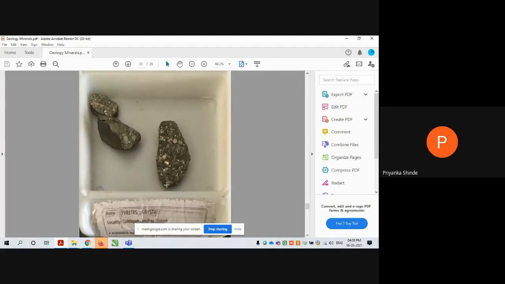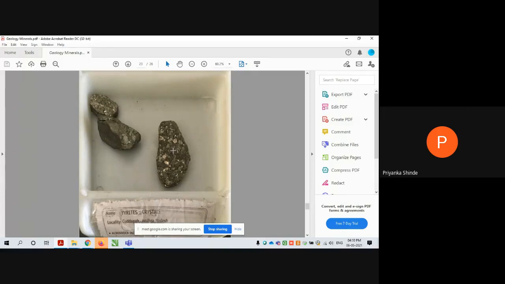Then the important one is pyrite, which is also called fool's gold. The color is bronze yellow, but if you check the streak of this, it will give a greenish black streak, a black color streak you will find on the streak plate. If you rub the gold, you will not get a streak on the streak plate for the gold. But pyrite, if you rub, you will get the black color streak.